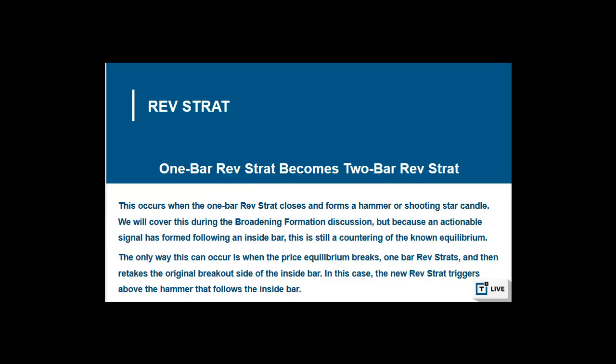The 1-bar rev strat becomes a 2-bar rev strat. This occurs when a 1-bar rev strat closes and forms a hammer or shooting star candle. We'll cover the importance of this in the broadening formation discussion, but because an actionable signal has formed following an inside bar, this is still a countering of the known equilibrium. The only way this can occur is when the price equilibrium breaks, 1-bar rev strats and then retakes the original break outside of the inside bar. In this case, the new rev strat triggers above the hammer that follows the inside bar.